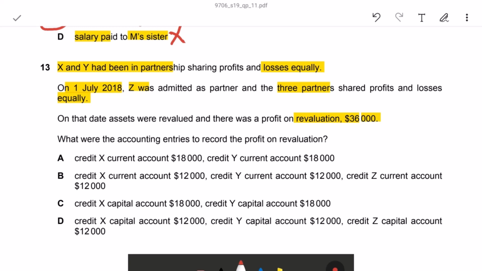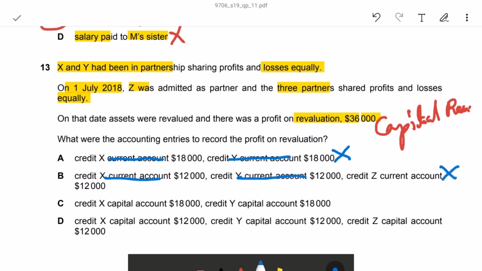Here it is the profit, so that is the capital reserve. Capital reserve means we always enter in the capital account. So let's see. Here the first one given, credit X current account and credit Y's current account. No, we will not enter in the current account. This is the capital reserve. Again, this is the current account. No, this is the capital reserve. This is the capital reserve profit. It will go to the credit side of capital. So C is X, credit X capital account, credit Y's capital account.